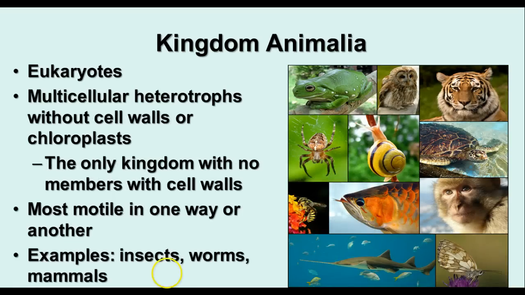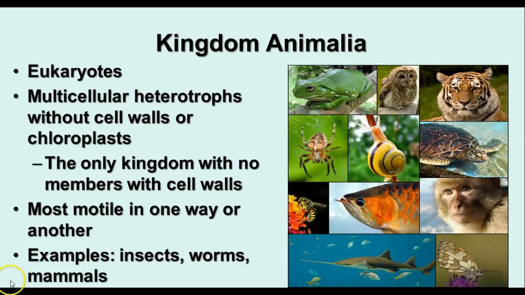Kingdom Animalia are all eukaryotes also. They are defined as multicellular heterotrophs without cell walls or chloroplasts. Kingdom Animalia is the only kingdom that has no members with cell walls. Every other kingdom has members, at least some of its members, with cell walls. Most animals are motile in one way or another, whether they get up and move around or whether they have parts within them that move. Examples include all the things you see here, including insects, worms, mammals, fish, and so forth.